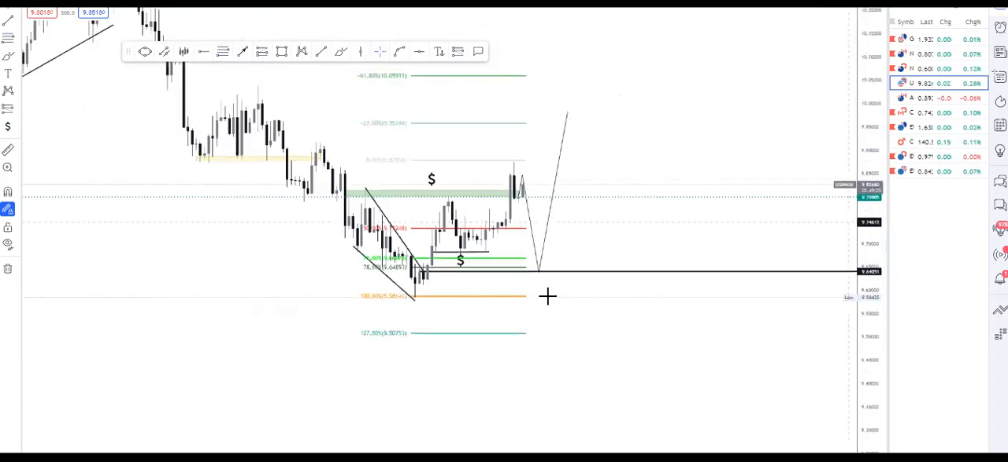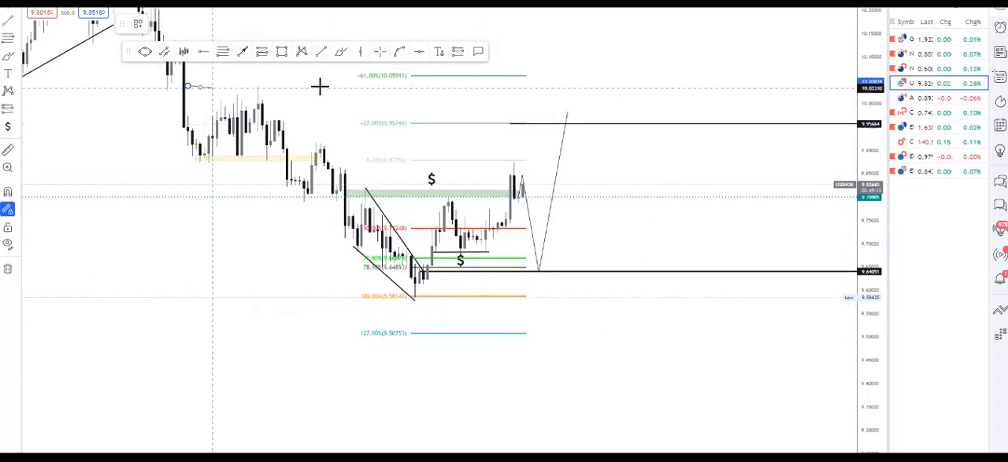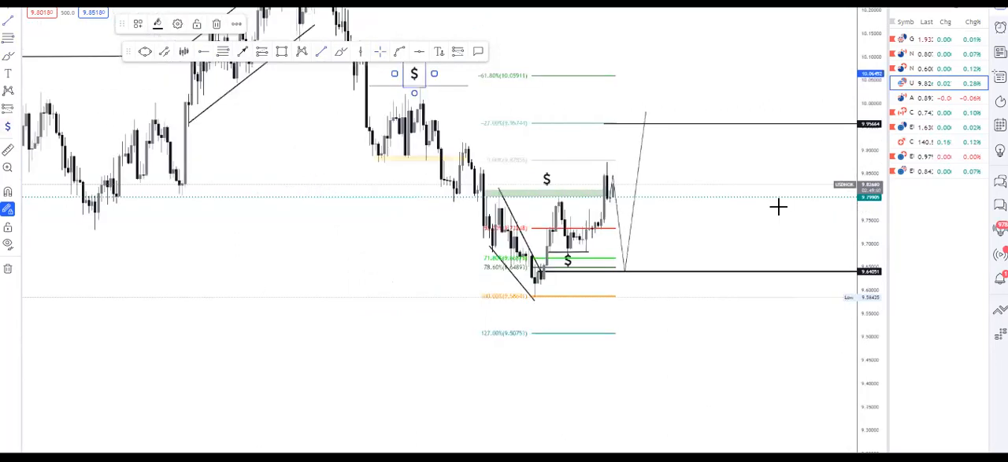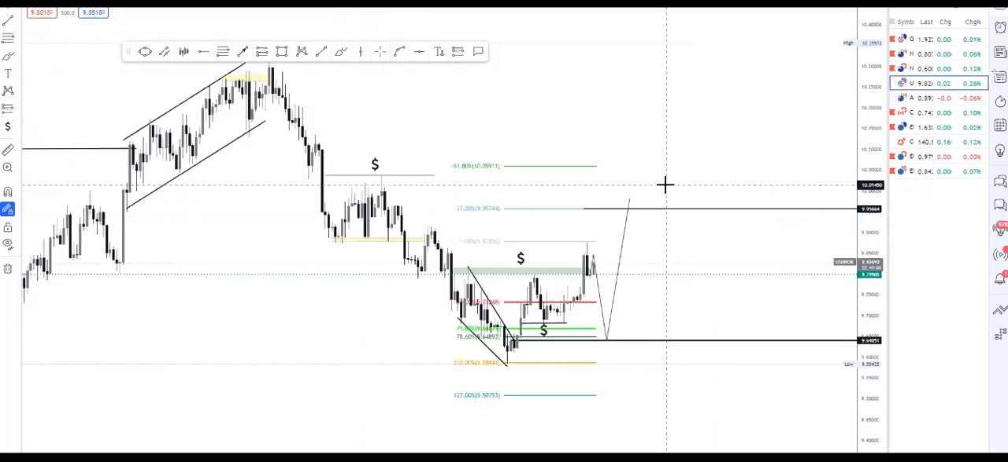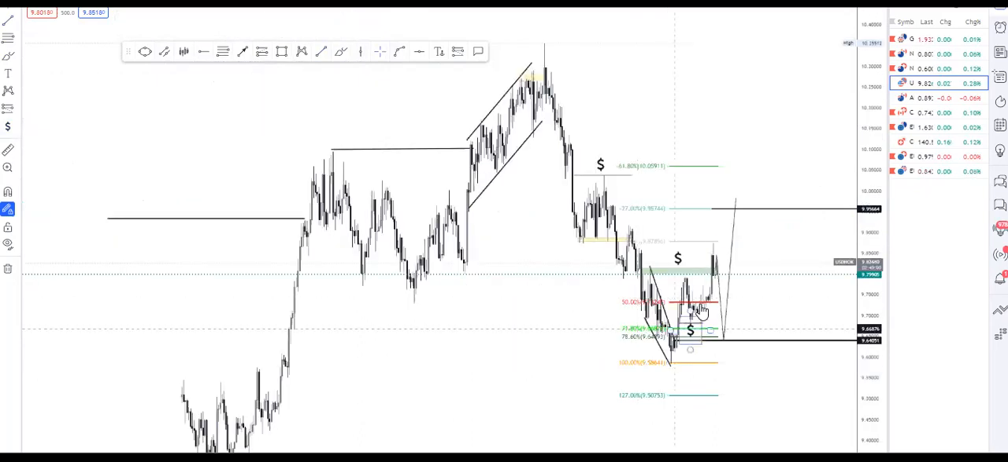So we're anticipating price to come down to this point, then boom, to the minus 27 Fibonacci extension area, and potentially to this area also, because we have structure there, and that is the minus 61.8 area.